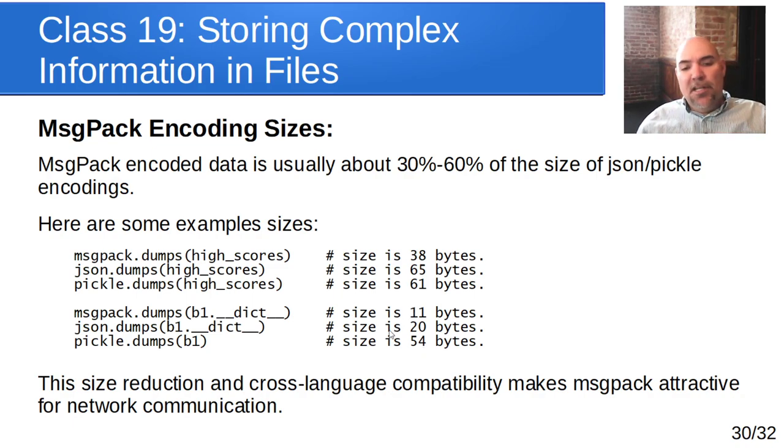And that size reduction and cross-language compatibility really makes MessagePack an attractive option, especially for network communication where you're sending network data in a multiplayer game. And we'll look at that multiplayer game concept later on. You can use Pickle, you can use JSON for those, but if you have a game and you need it to be fast, you need to keep the packet size small, especially if you're using something like UDP to transfer real-time packet data, then MessagePack can be a really useful module to use for that.